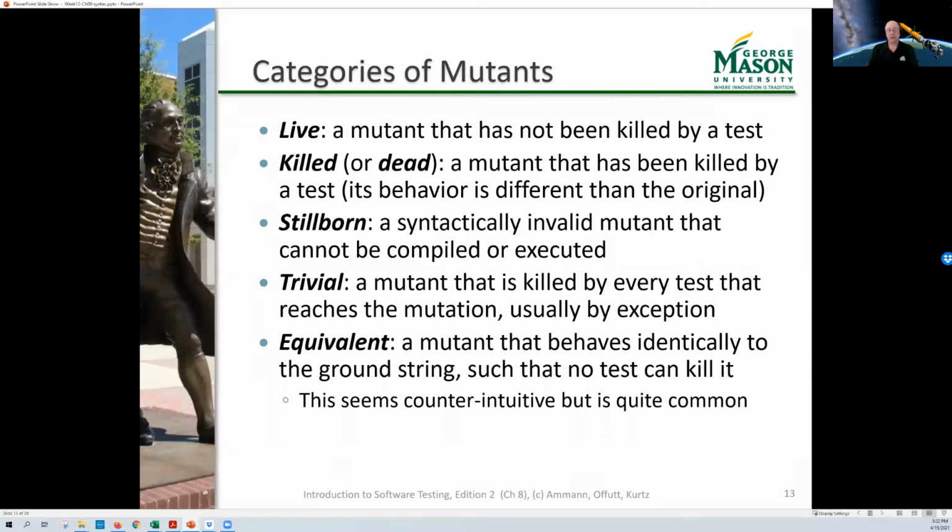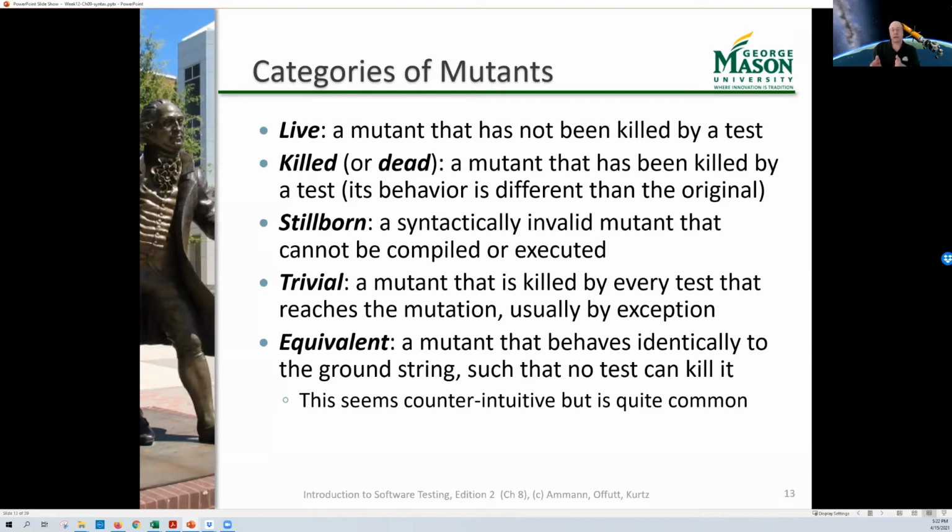We can also have a trivial mutant. And a trivial mutant is one that's killed by every test that reaches the point at which I've made the mutation. Right? So if I've made a little twiddle to the program down here, any test that reaches that statement where I made the change, if every test that reaches that fails on the mutant, then I have a trivial mutant.